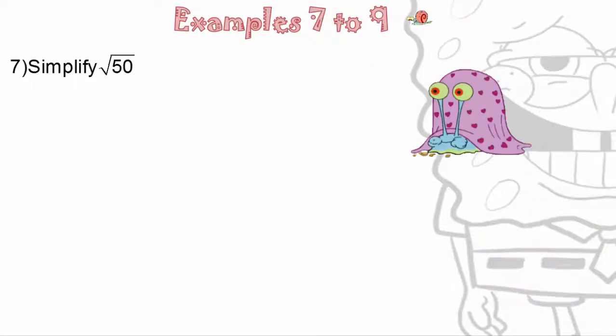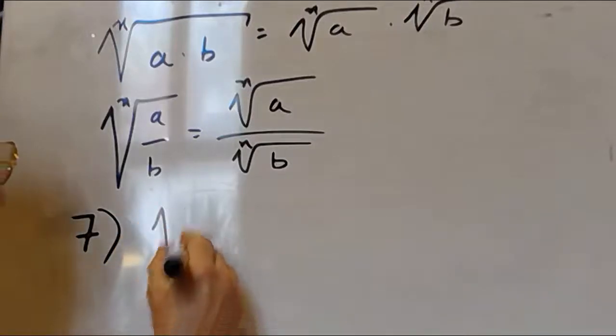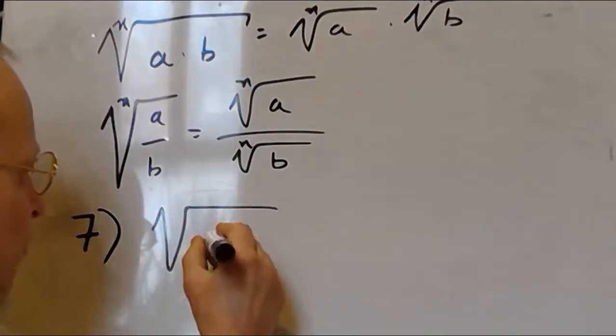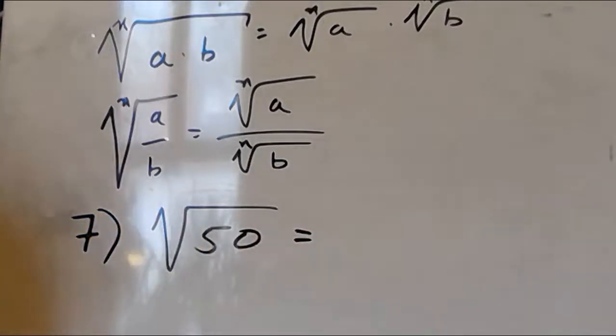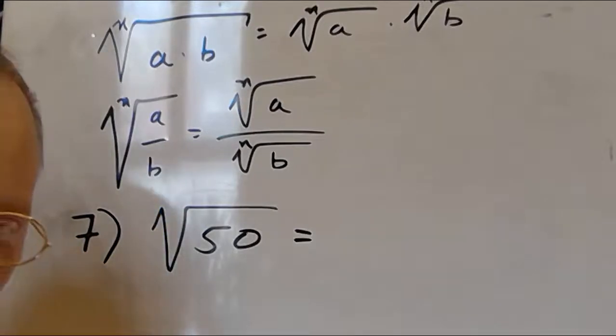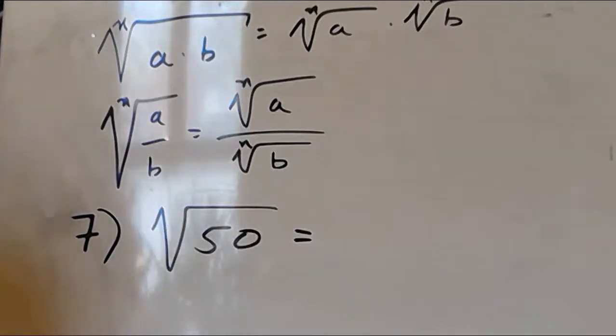Example number 7, simplify the square root of 50. So let us go over to the whiteboard and work this one out. So we're going to simplify the square root of 50. Now, in order to simplify, you want to look at 50 and see if there are any perfect squares in there. Perfect squares means things that we can take the square root of.